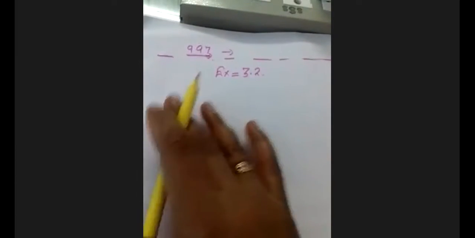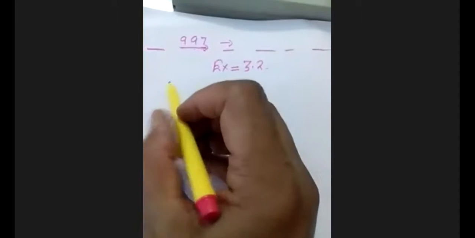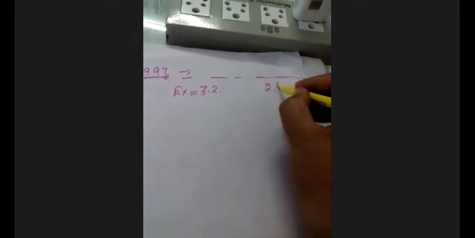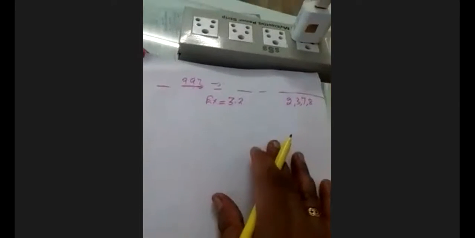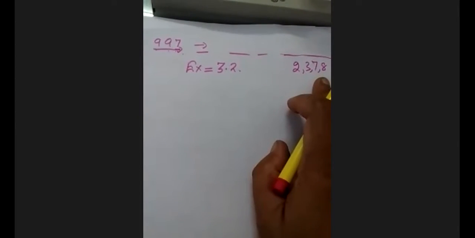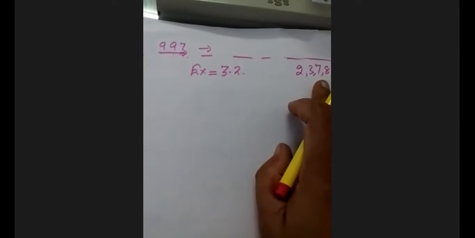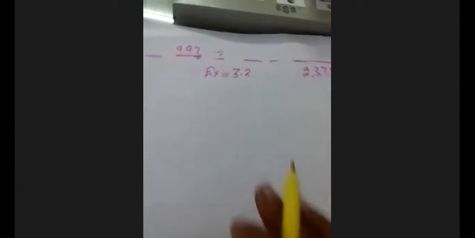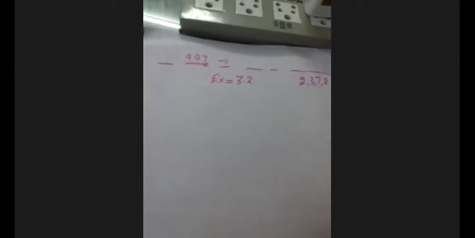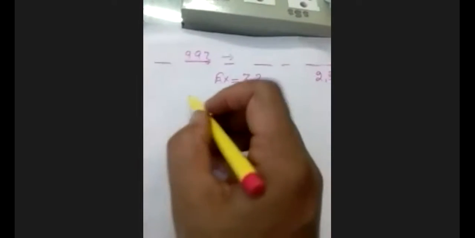Here we are using the first property of perfect squares. Your first property is if your number is ending with 2, 3, 7 or 8, then these numbers are not a perfect square. So write any 4 or 5 numbers ending with 2 or 3 or 7 or 8.